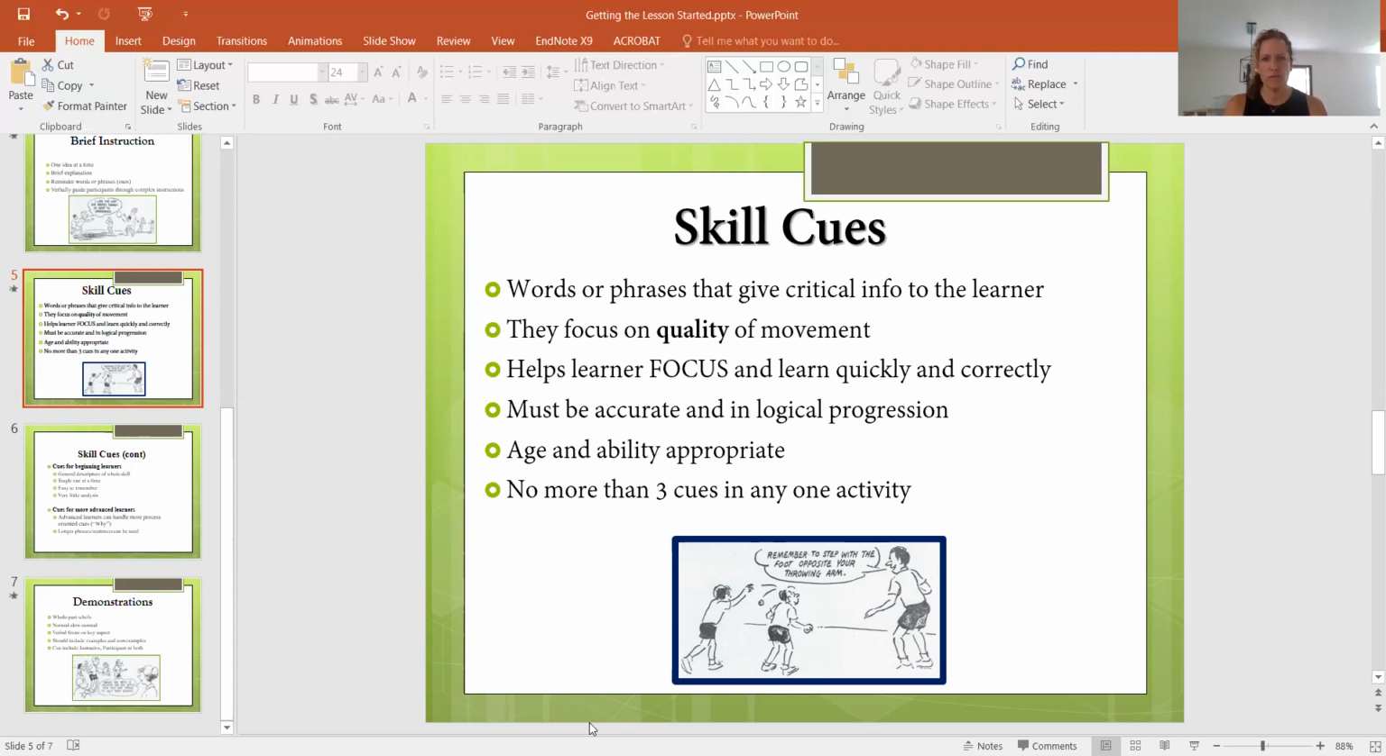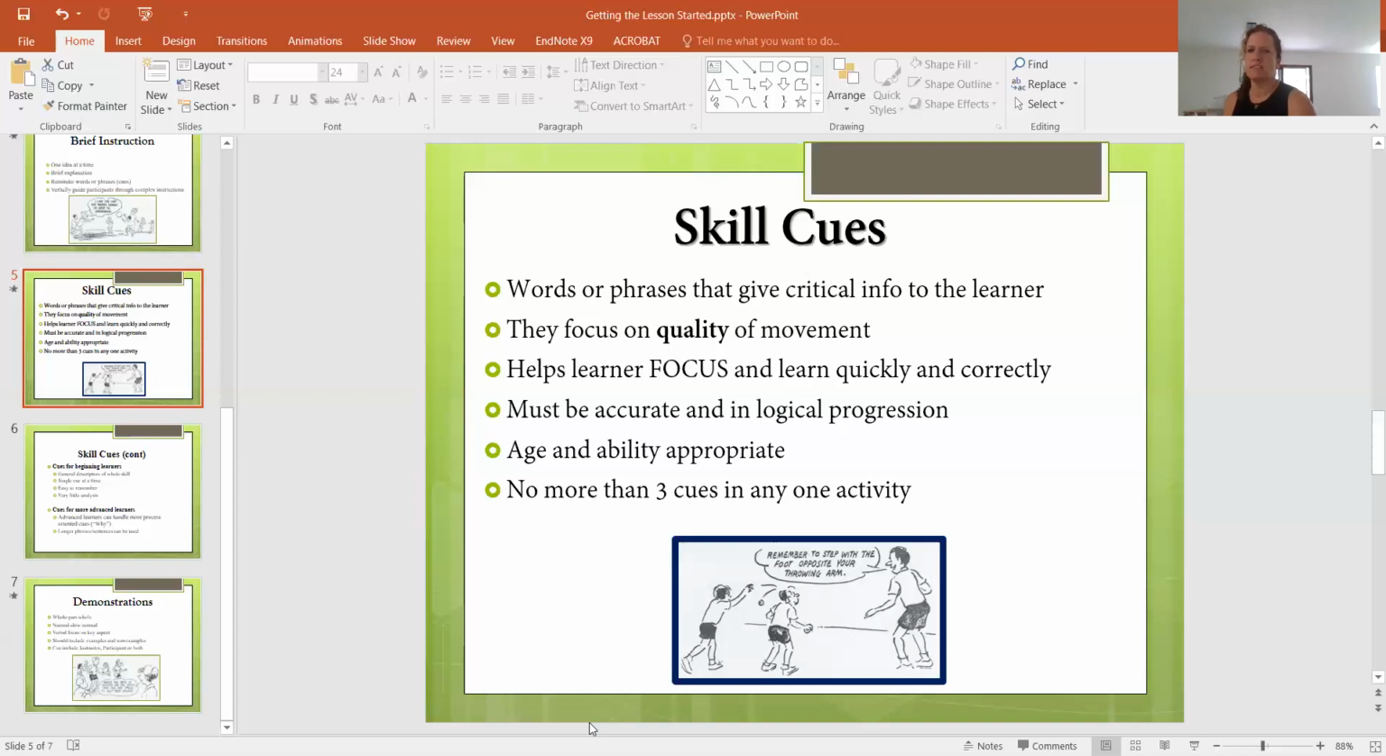So hopefully you've written this down so I don't have to go slow, but really cues are just the words or phrases that give critical information to learners. That's critical. I mean, the word is in there, but it's critical that you select cues that give people the information that you want them to focus on when they're participating. They always focus on the quality of movement. So if your elbow's in or your elbow's up or your sides to target, that's the quality of the movement that you want to see, and you're going to ask your students to focus on it.